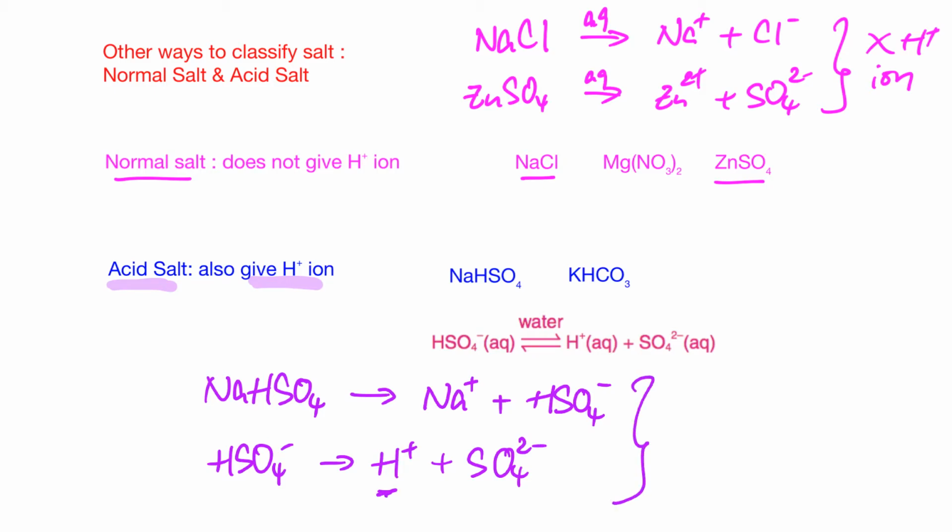So overall, you'll find that NaHSO4 can dissociate to give hydrogen ion as a kind of product. So for this one, you have H right there, then we'll call this one an acid salt, because when they are put into the water, they will give hydrogen ion.